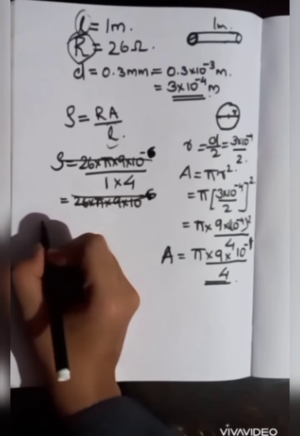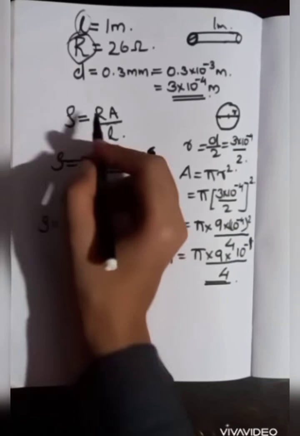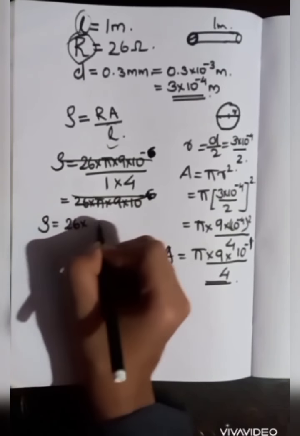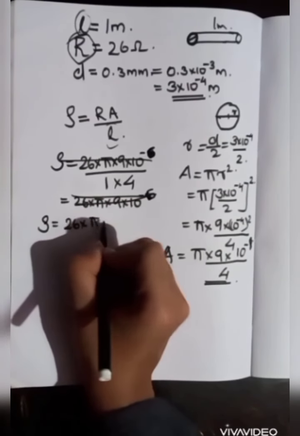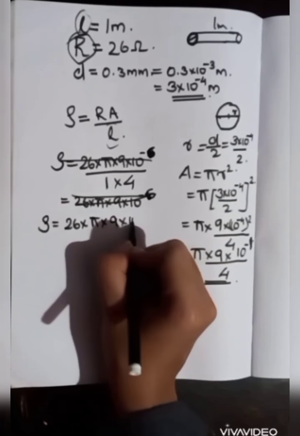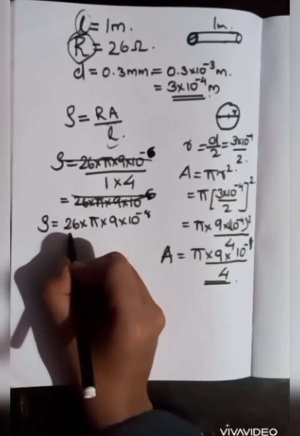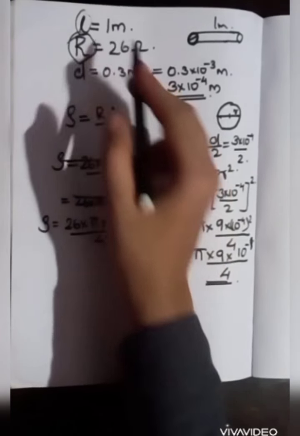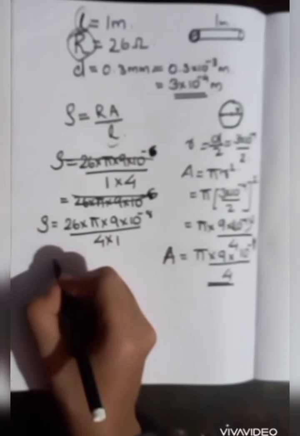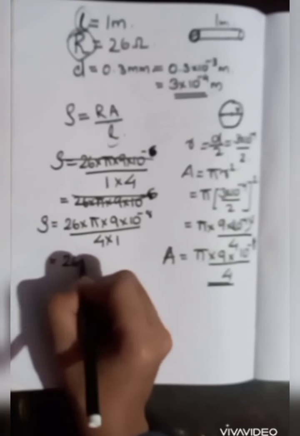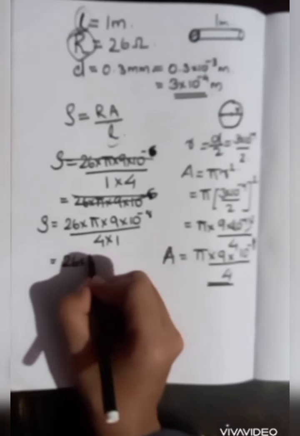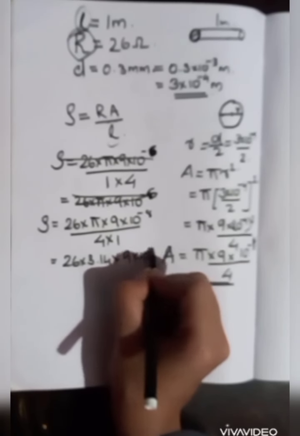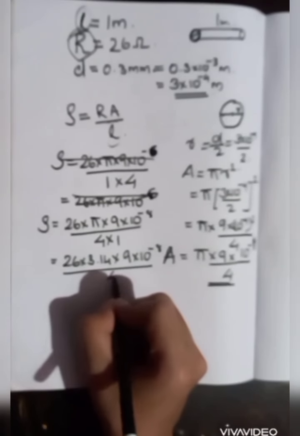Okay, so rho is equal to R, the resistance, 26, into A, which is pi into 9 into 10 raised to minus 8 all divided by 4, into L, 1 meter. Then we get 26 into, what is the value of pi? That is 3.14 into 9 into 10 raised to minus 8 all divided by 4.